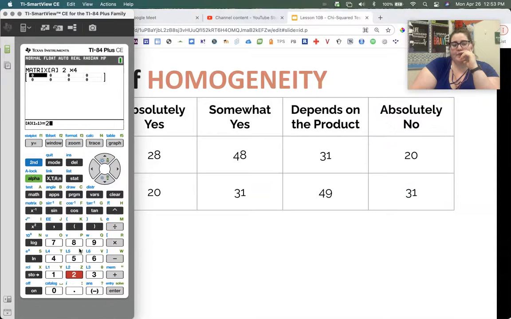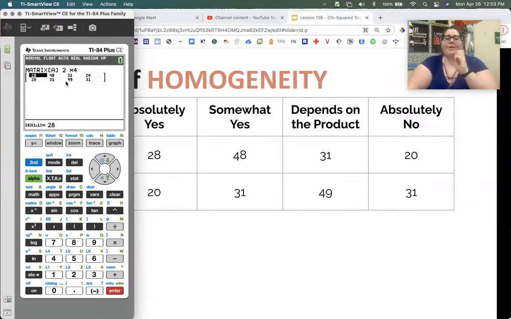And then I'm just going to type those in. So 28, 48. When you push enter on your calculator, it's going from left to right. So that's the easiest way to put the data in there. So I'm just typing. Okay. Make sure to push enter after your last cell so that it actually gets entered.